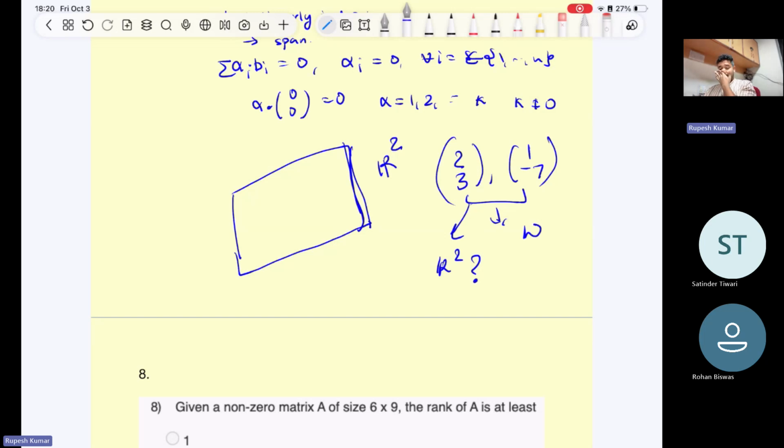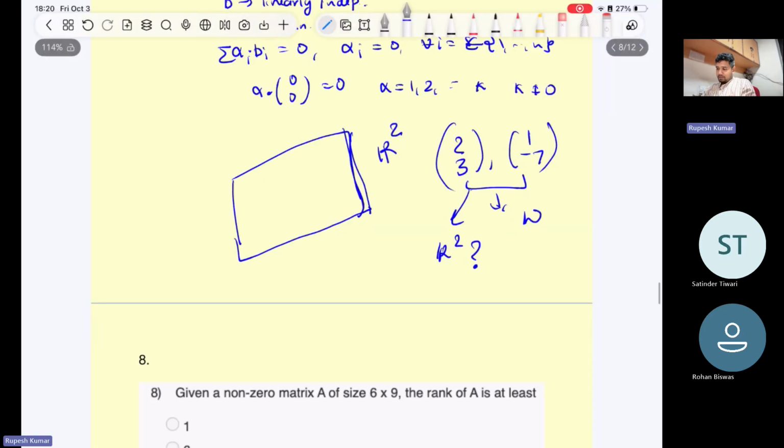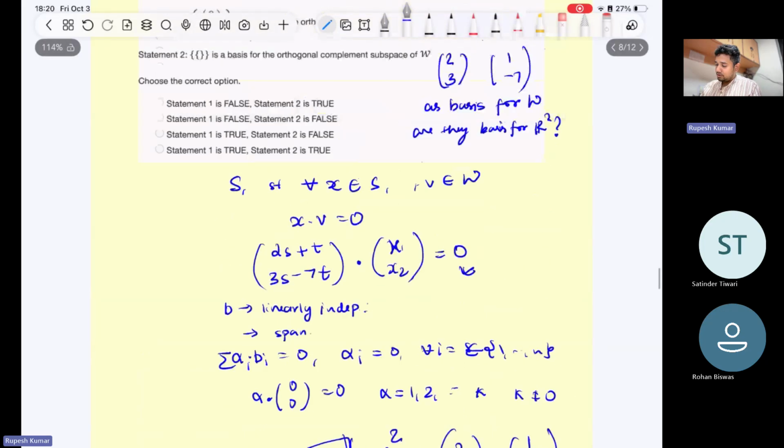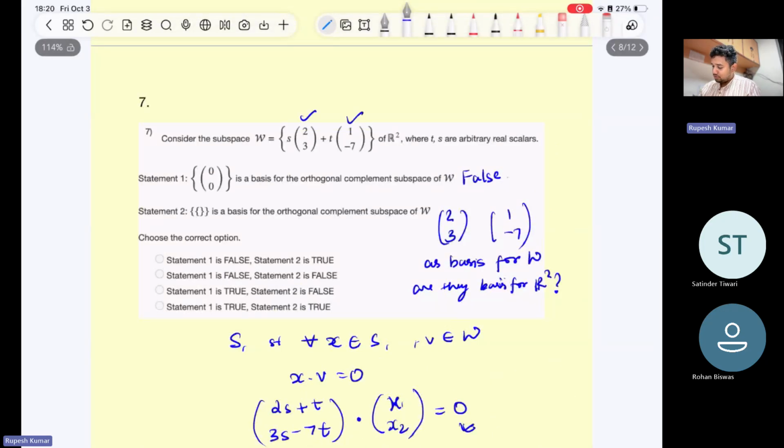So how can you check this? Since we are dealing with R2, a two-dimensional space, we need linearly independent vectors that lie in R2. And are these linearly independent? Anyone? Yes, they are linearly independent. So from this we can conclude that the vector space W is essentially equivalent to the R2 space. Basically, these two vectors are spanning the entire R2 space, right? Then the question is, what is the orthogonal complement of W, right?